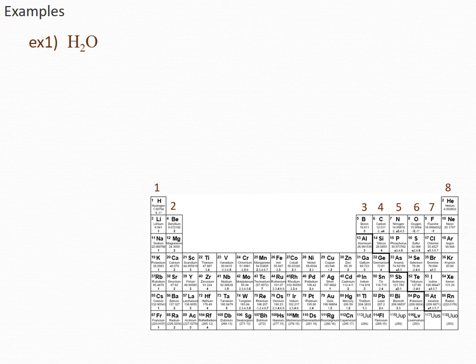Example 1, H2O. Hydrogen has 1 dot, so it can make 1 bond. Oxygen has 6 dots, so it can make 2 bonds. Since oxygen can make more bonds than hydrogen, I will write it down first. And then I will place the H's by oxygen's available electrons for bonding. So one on the bottom, one on the right-hand side.